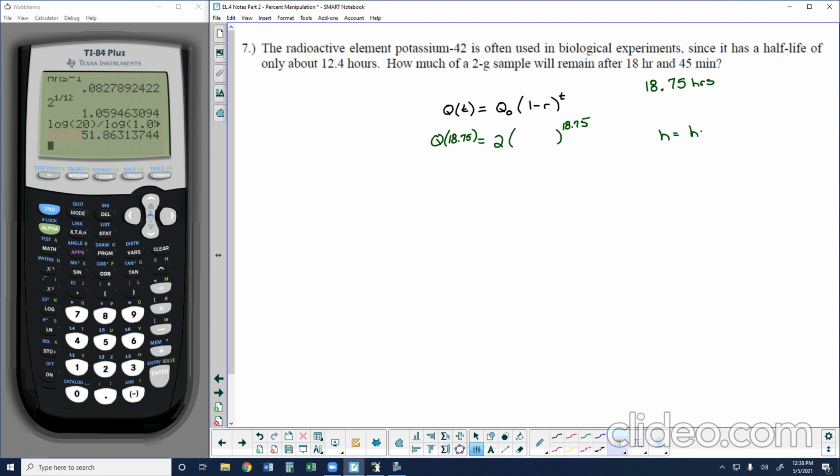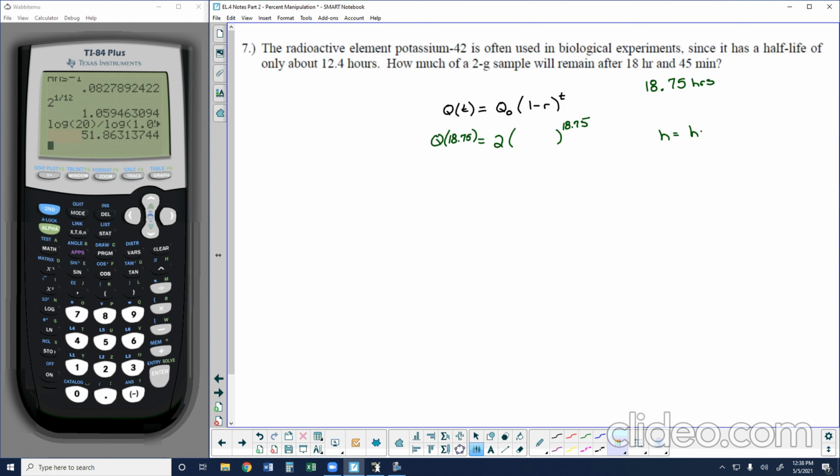And what we know is that it has a half-life of 12.4 hours. So every 12.4 hours, or h to the 12.4 power, the amount is cut in half. It's 50%, so 1/2 or 0.5. Let's go ahead and just do it as a decimal. That's 0.5.